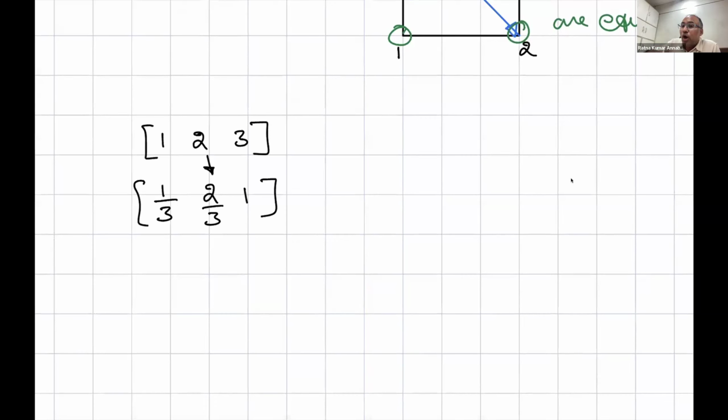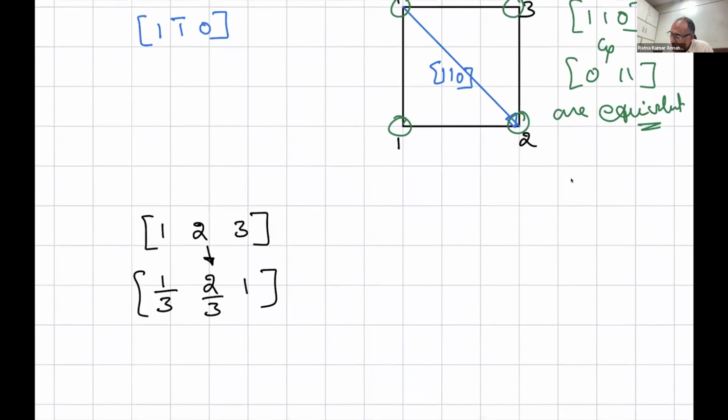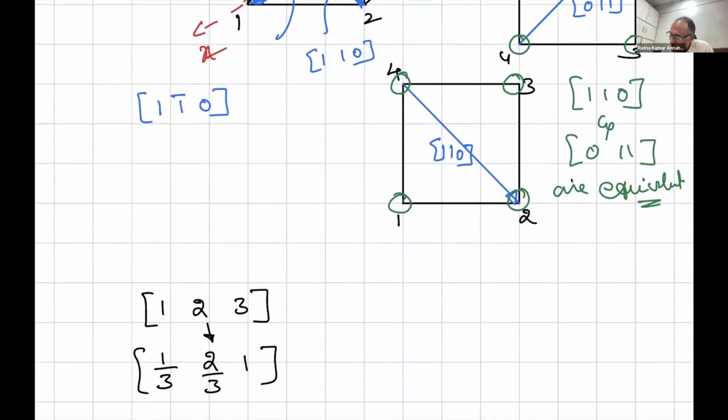That is correct, but then you will go out of the unit cell. That's right, but we are writing crystallographic directions within the unit cell. That is why I am doing this.